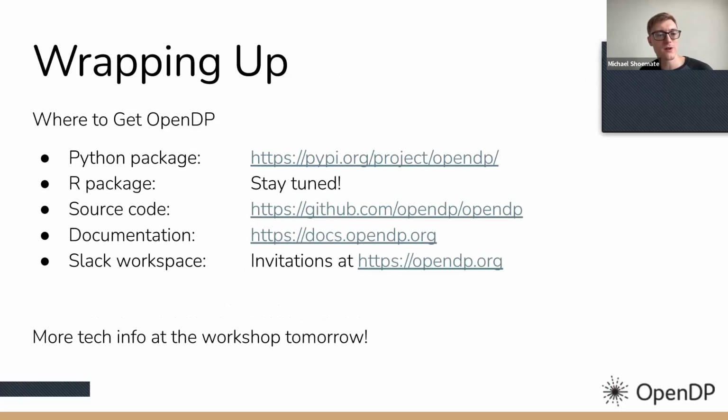So wrapping up, the easiest way to get OpenDP is through the Python package on PyPI, pip install opendp. The R package, stay tuned, but you can access it currently through the GitHub releases.